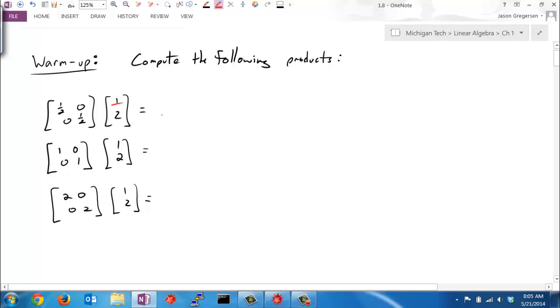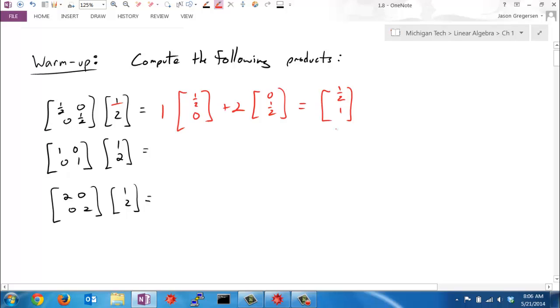So this would be 1 times that first column plus 2 times that second column. And the result would be the vector 1/2, 1. Any questions about the first one?